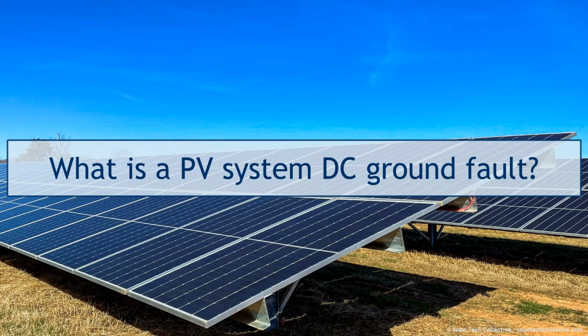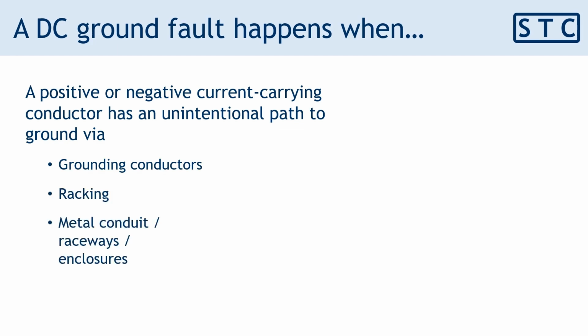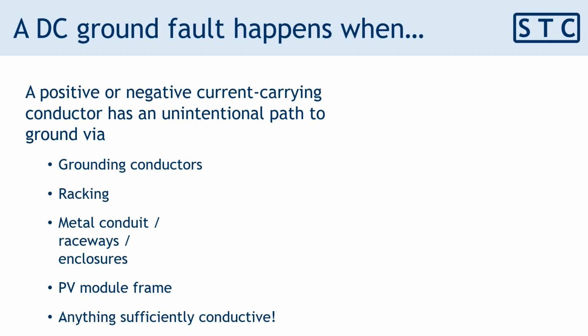Let's talk about what a PV system DC ground fault is in a little more detail. A DC ground fault happens when a positive or a negative current carrying conductor has an unintentional path to ground via grounding conductors, racking, metal conduit raceways or enclosures, a PV module frame, essentially anything that's sufficiently conductive.